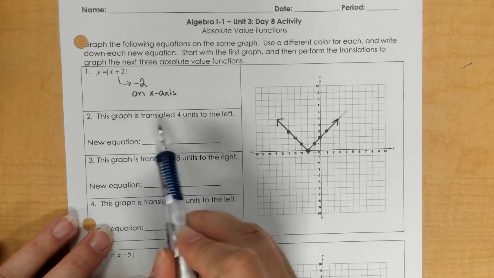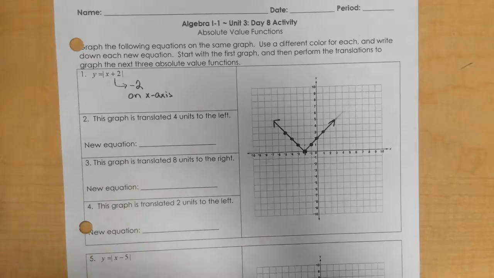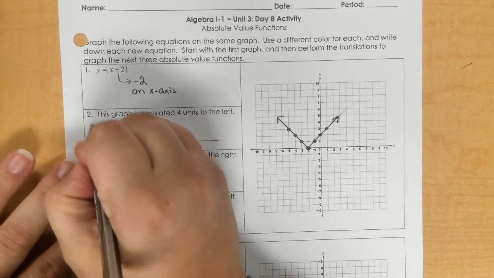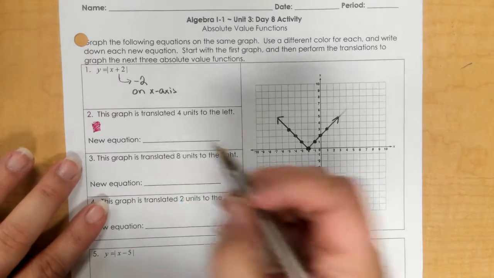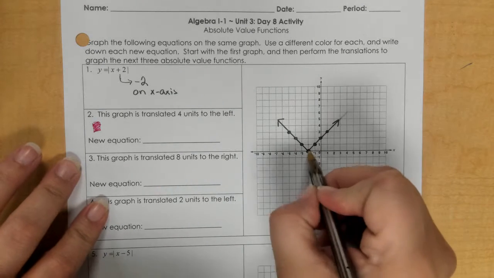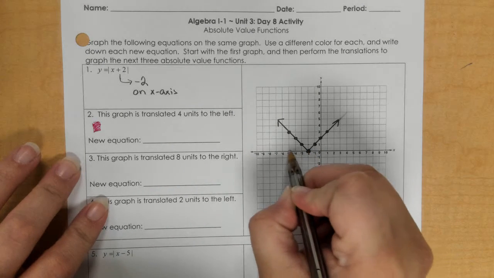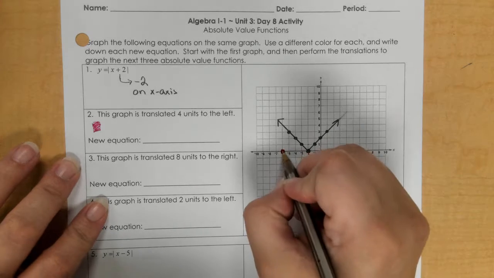Okay, and then it says this graph is translated 4 units to the left. So I pick a color. I make a little answer key over here. Okay, and I go 4 units to the left from that vertex at -2. So to the left would be 1, 2, 3, 4, landing at -6. Go ahead and draw your V shape.